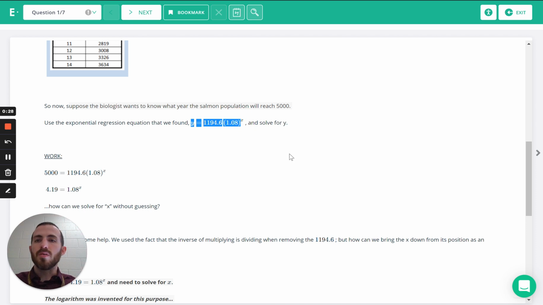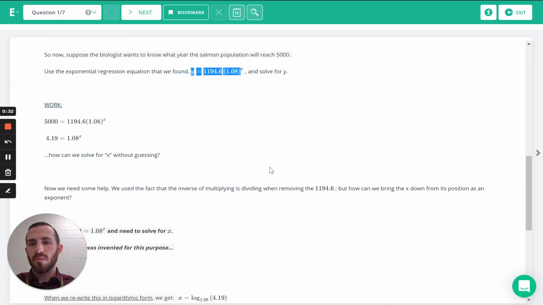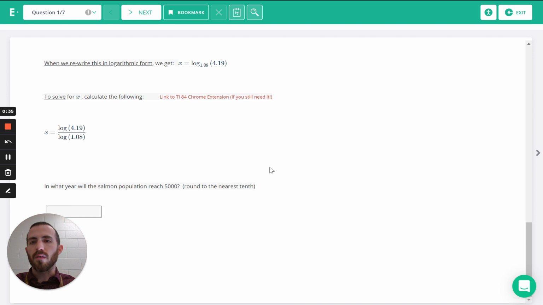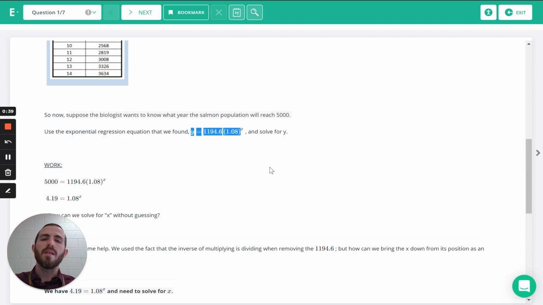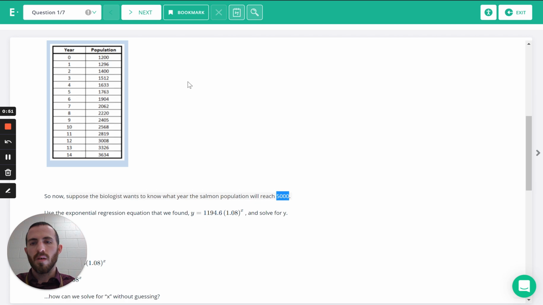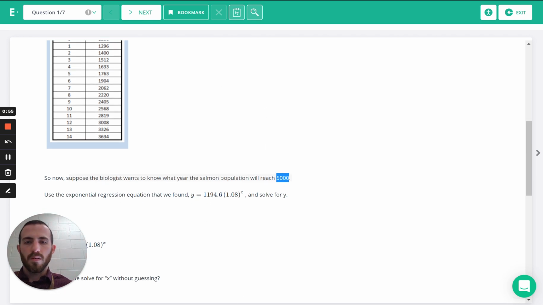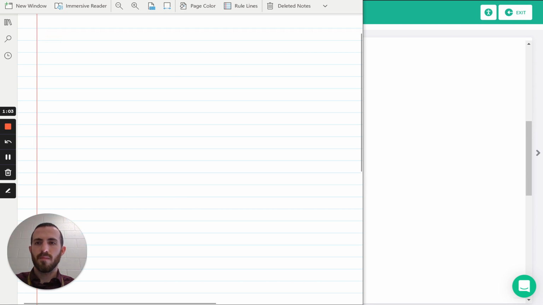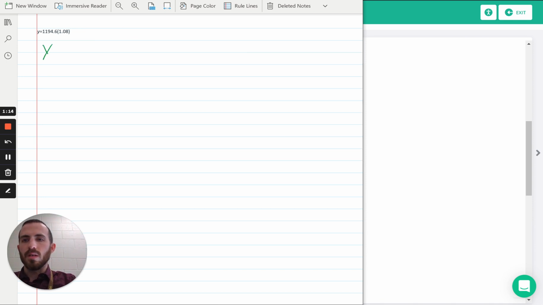Now what we're going to do is use this equation and then we are going to find out the time when we will reach a population of 5,000 for the salmon. So let's start here. So our equation is this. So that's super tiny. So our equation is y equals 1194.6 raised to the x.